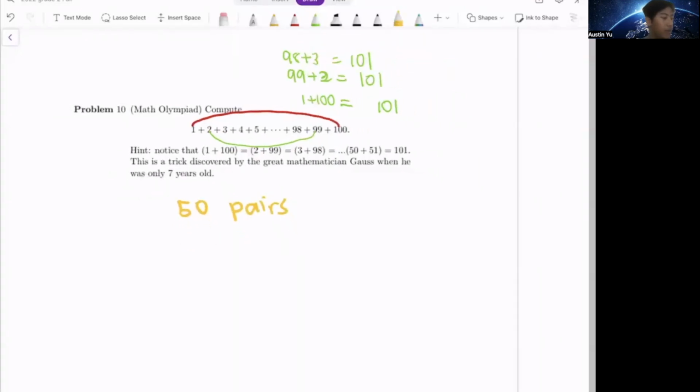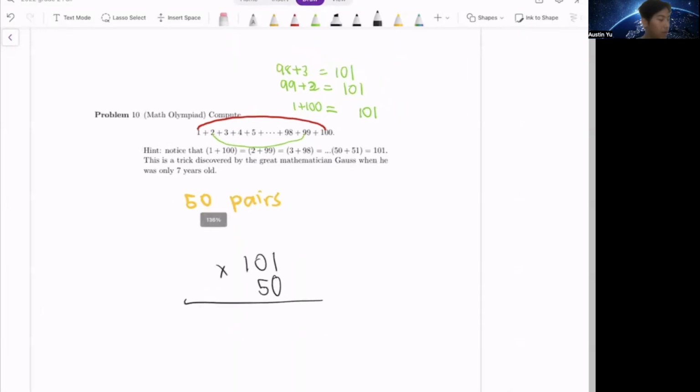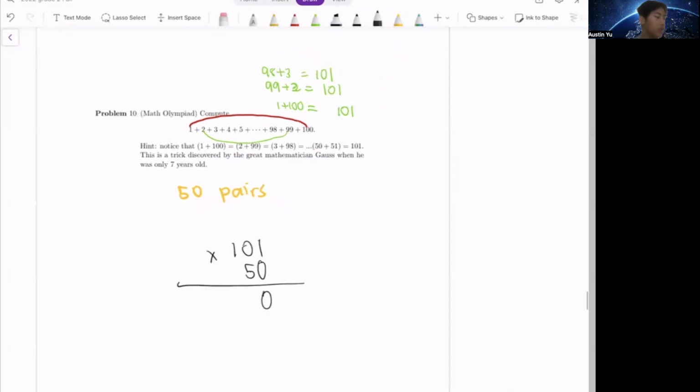And then if there are 50 pairs, then we just have to multiply 50 by 101. So let's set that up. 101 times 50. First, all we have to do is put a 0 as the placeholder, and then we do 5 times 1, which is 5, 0 times 5, which is still 0, and 5 times 1 is 5. So 5,050. Therefore, the answer is 5,050 because as we see here, it stretches all the way to 100, and 100 divided by 2 equals 50 pairs, since in each pair there are 2 numbers and each pair has the sum of 101. Therefore, 101 times 50 is 5,050.